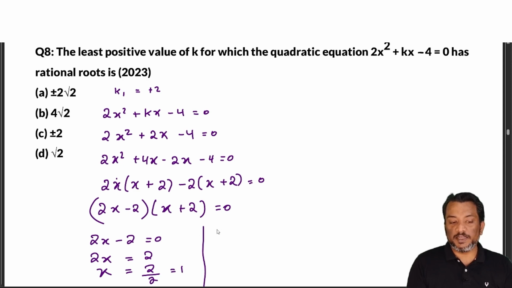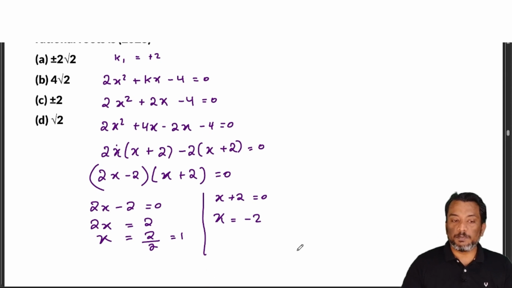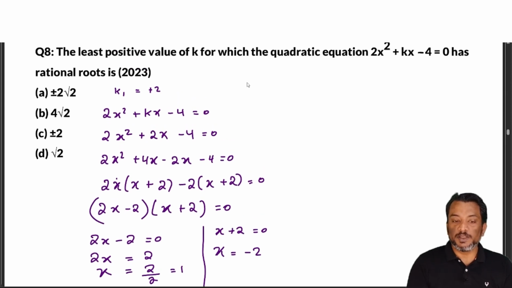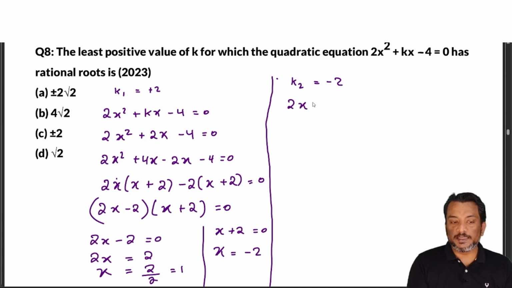Same way you can find here x plus 2 is equal to 0, which means x is equal to minus 2. So one value you will get is 1 and the second value you will get is minus 2. Now same way you can take a k2. If your value is coming the same in k2, like in k2 we will take minus 2. Okay, now your quadratic equation again is 2x square plus kx minus 4 is equal to 0.